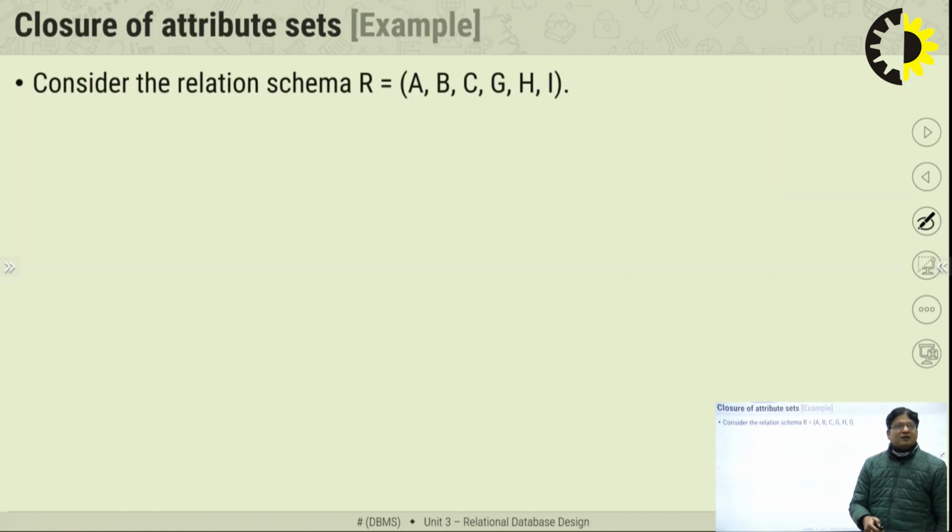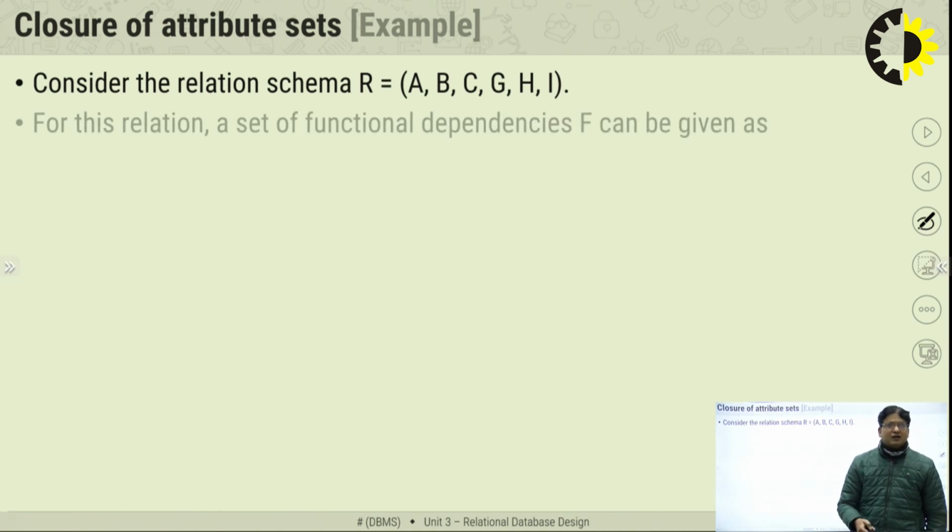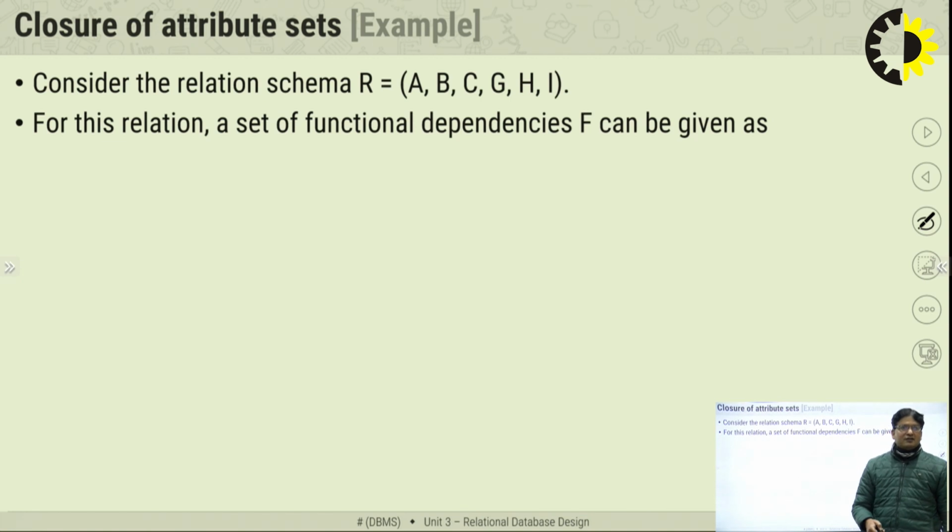Now, let us use this algorithm to find the closure of an attribute set. Consider the relation R equal to A, B, C, G, H, I. For this relation, a set of FDs is given.